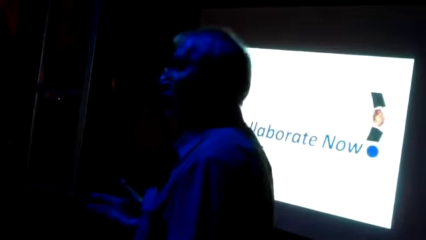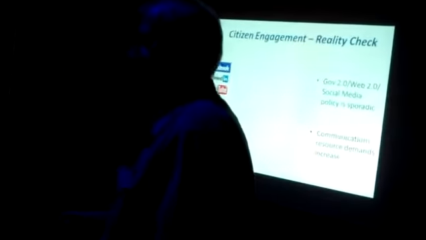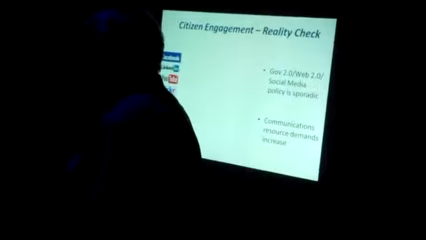The other element, one of the other core elements, is collaboration. All of us are smarter than one of us, and that's why groups like this really make things happen. And there are more knowledgeable people outside your organization than in. Now, in citizen engagement, the reality check here is that the Gov 2.0, Web 2.0, and social media policy is only sporadic in all levels of government. It's not consistent. And the communications resource is significant to be able to move that forward.